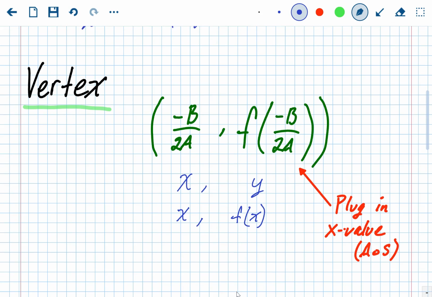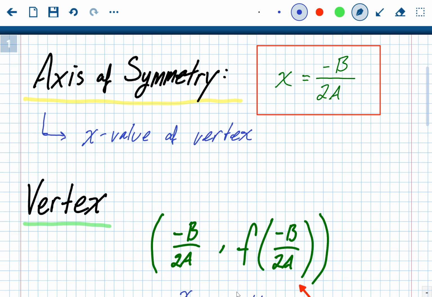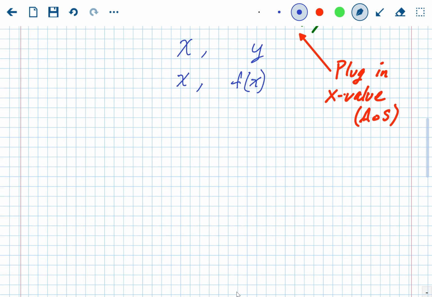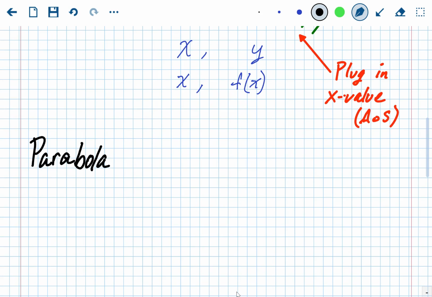All right, so we're going to be able to find the axis of symmetry now. We're going to be able to find the vertex. What else can we find out about these graphs or about these functions? Well, we've only seen one type so far, but I've mentioned that parabolas can either open up or open down.